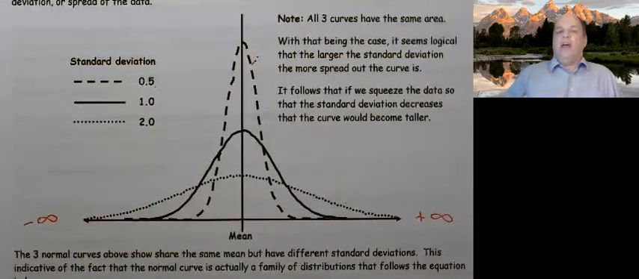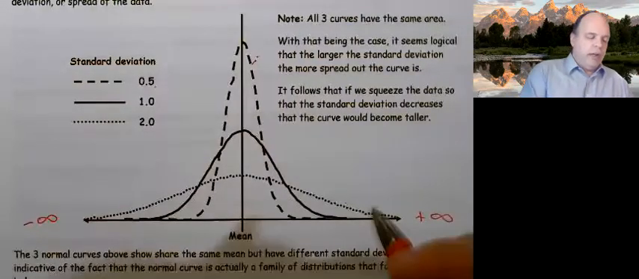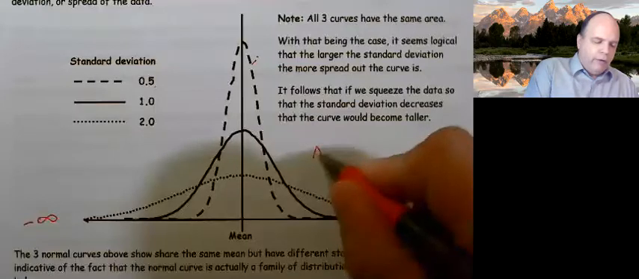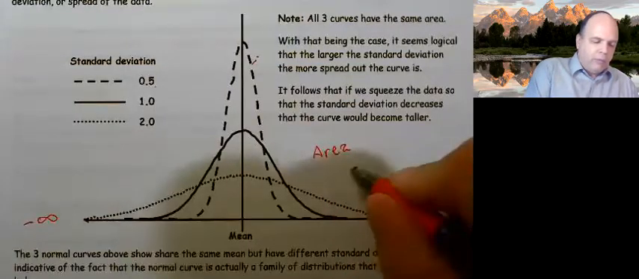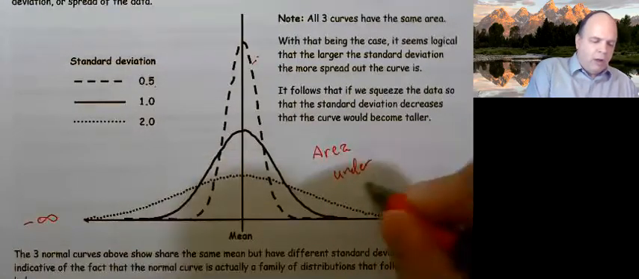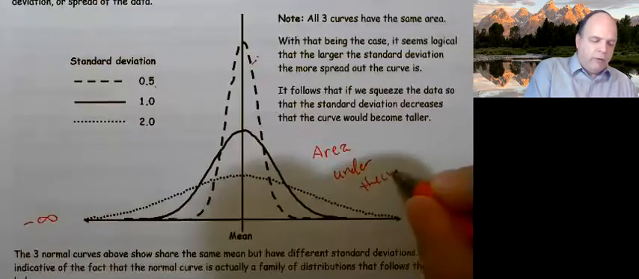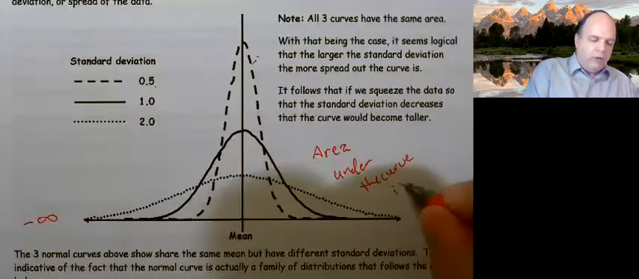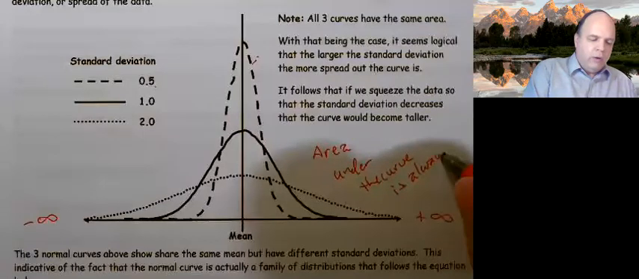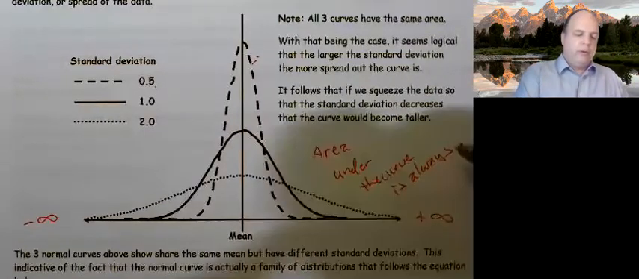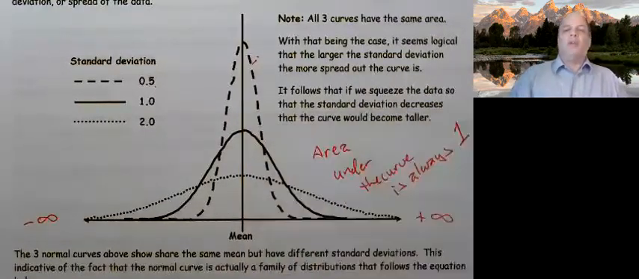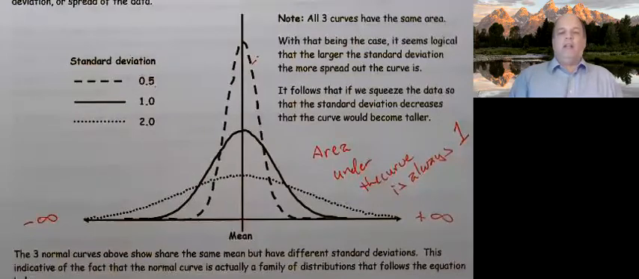Now that said, the area under the curve for all of them, and you probably want to write this down, area under the curve is always 1. Always 1, just like what we talked about before. So it's basically a valid probability distribution going from negative infinity to infinity.